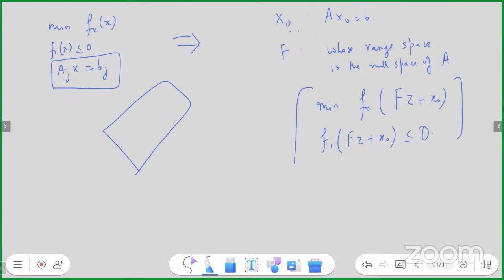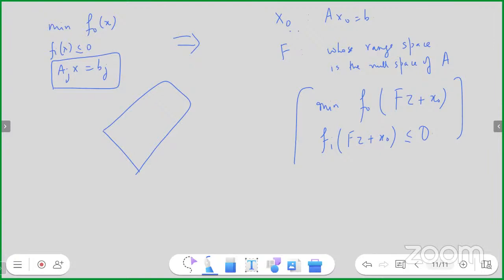Now the minimization is over z. That's all. We are still minimizing over x naught itself because... No, x naught is fixed now. x naught is some solution which satisfies A x0 equal to b. So pick any x0 you like, such that A x0 is b. You plant it there. The minimization here is over z.